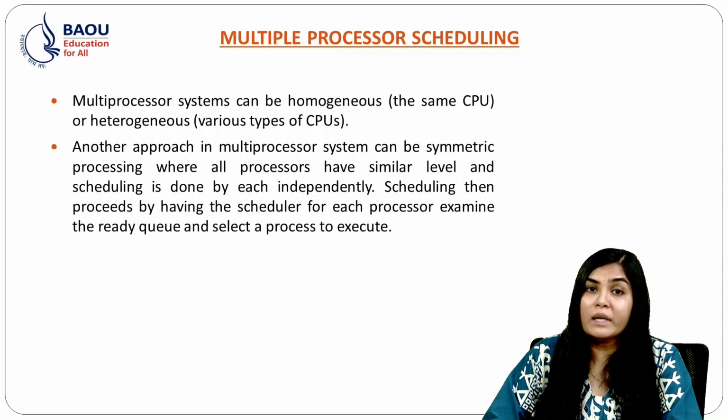Another approach here in multiprocessor system can be symmetric processing, where all processors have a similar level and scheduling is done by each processor independently. In an SMP system, each processor is comparable and has the same access to the memory and I/O resources, means input output resources, while in the asymmetric multiprocessing architecture, one processor known as the master processor has complete access to all of the system's resources, particularly memory and other I/O devices.